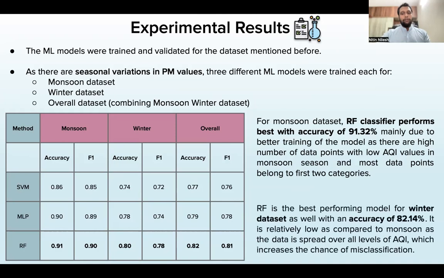However, for the winter dataset, because the pollution is more, the PM was spread over all the classes. And then we got an accuracy of 82%, which is relatively low compared to monsoon, because the AQI level is spread over all the 5 classes, which increases the chance of misclassification by the model. But overall, we are getting 82% accuracy.